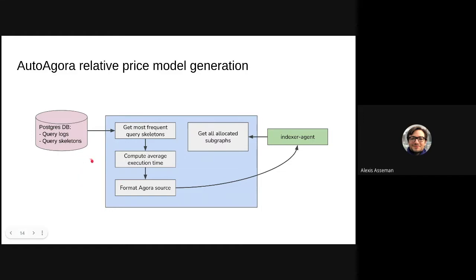So then, how do we build the actual Agora model? For now, we have a pretty simplistic way of doing this. We just look at the most frequent query skeletons for each subgraph. We compute the average execution time that we've observed, and just format an Agora source document and push it to the indexer agent.